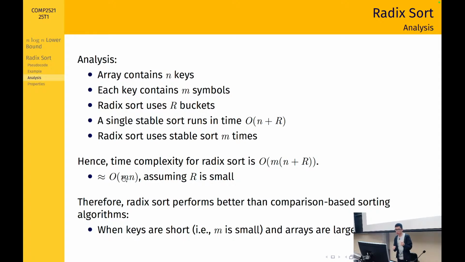So for comparison-based sorting algorithms, we have n log n, whereas for radix sort, we have n m. Now, if the array gets larger, if n gets larger, then log n is going to get larger as well. But if the keys remain small, then m is not going to grow. So that's why radix sort is better when m is small, so when the keys are short and the arrays are large.